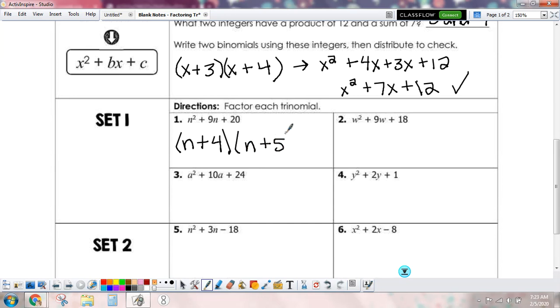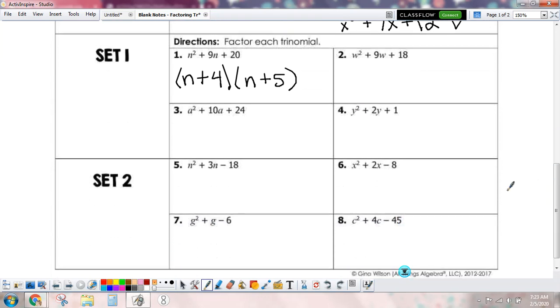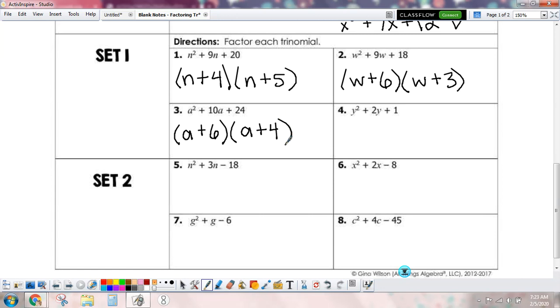All right, so you're going to try the next 3. Okay, for number 2, when you try that one, you should get w plus 6 and w plus 3. Pause the video and try the next ones if you haven't yet. For number 3, you should have had a plus 6 and a plus 4, because 6 times 4 is 24, but when you add them together, you get 10.